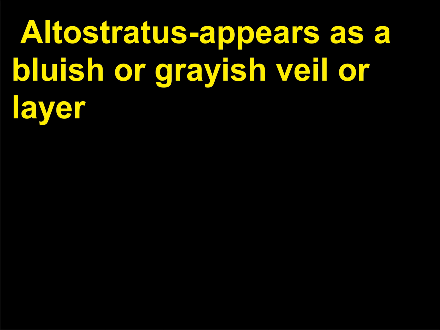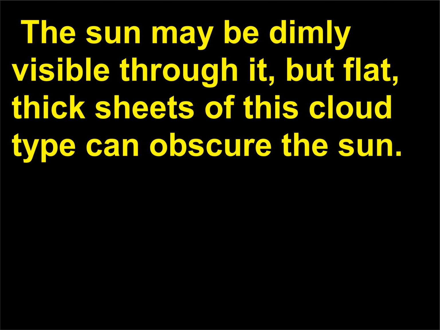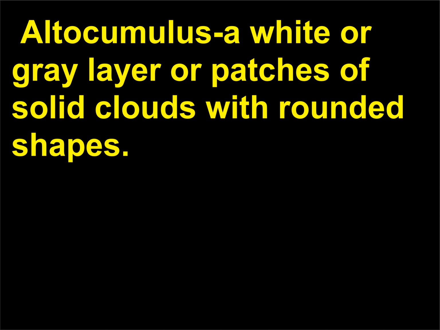Altostratus appears as a bluish or grayish veil or layer of clouds that can gradually merge into altocumulus clouds. The sun may be dimly visible through it, but flat, thick sheets of this cloud type can obscure the sun. Altocumulus is a white or gray layer or patches of solid clouds with rounded shapes.